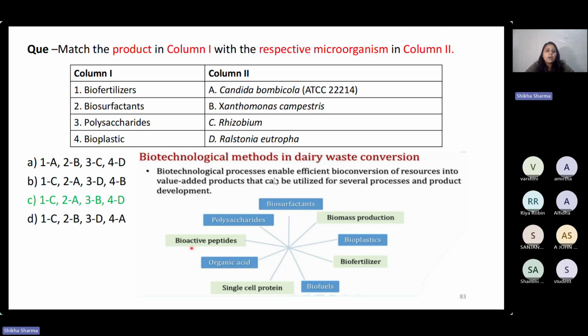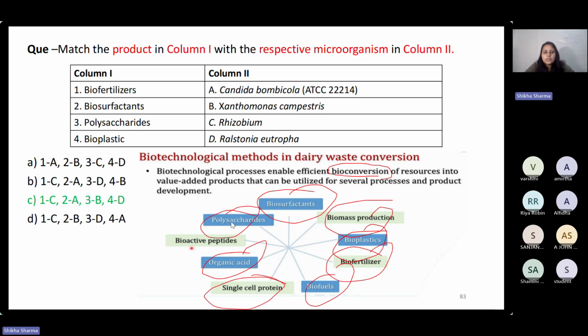So there are different biotechnological methods also to treat this dairy waste. This dairy waste can be treated and effectively bioconverted into different resources which are very important. It can be converted into biosurfactants, organic compounds, biofuels, bioplastic, biomass production, biofertilizers, single cell proteins, polysaccharides, or bioactive peptides. So these can be valuable products we get from the dairy waste, from different microorganisms.